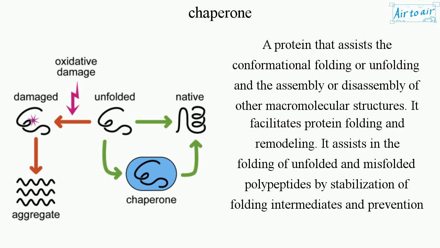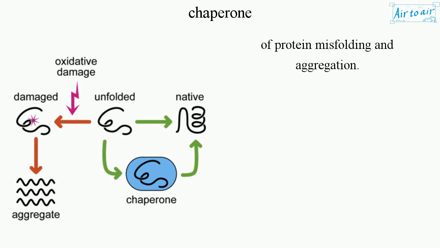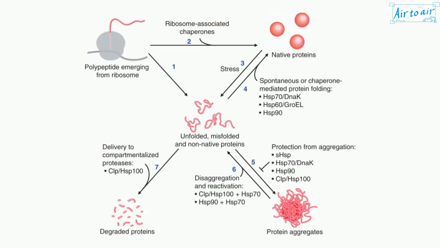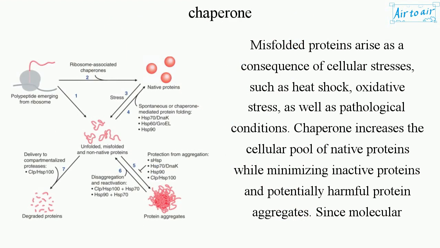It assists in the folding of unfolded and misfolded polypeptides by stabilization of folding intermediates and prevention of protein misfolding and aggregation. Misfolded proteins arise as a consequence of cellular stresses, such as heat shock, oxidative stress, as well as pathological conditions. Chaperone increases the cellular pool of native proteins, while minimizing inactive proteins and potentially harmful protein aggregates.